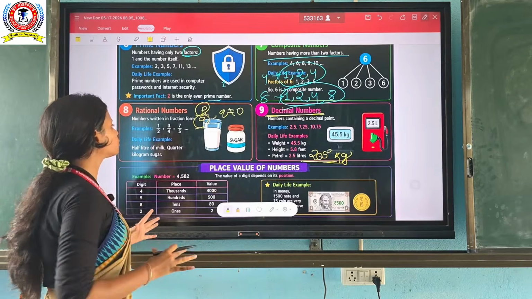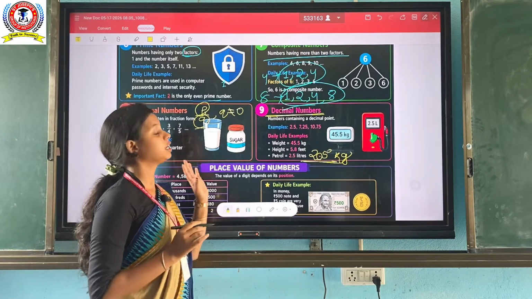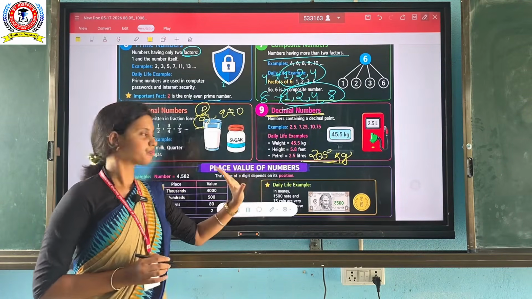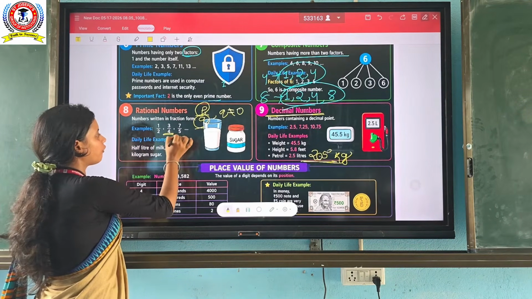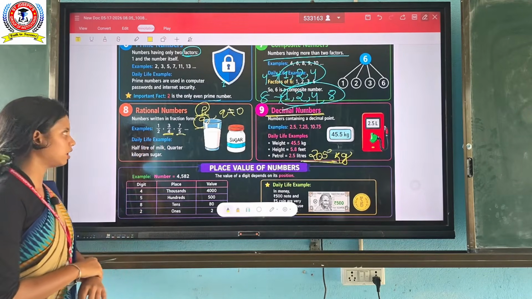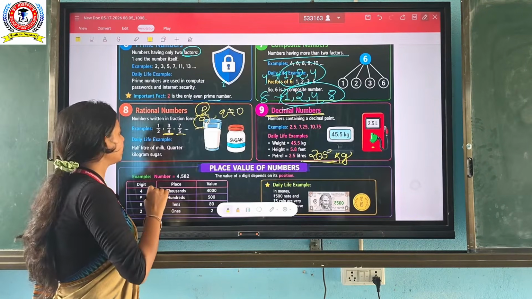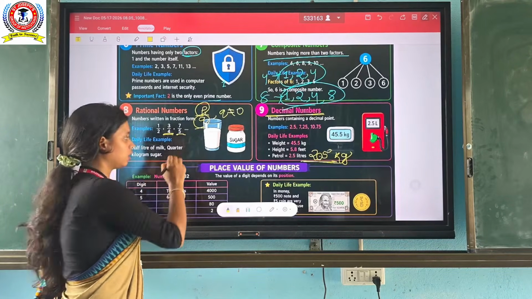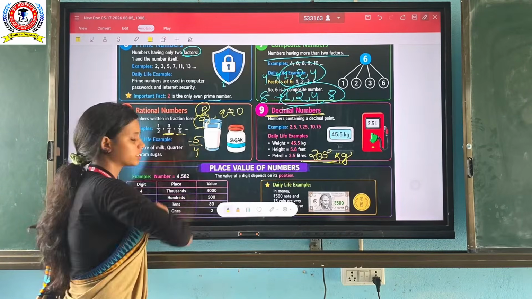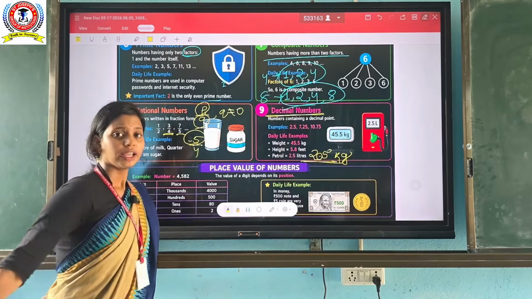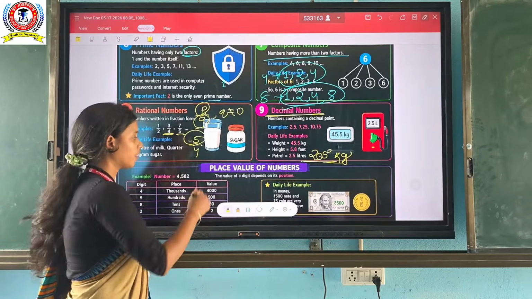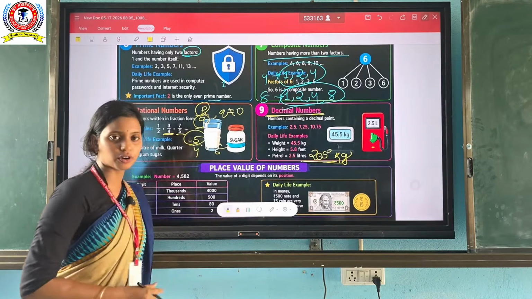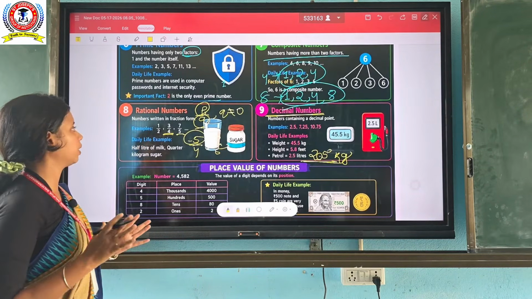So the numbers which can be represented in P by Q form, where Q is not equal to 0. So 1 by 2, 3 by 4, 7 by 5, these are all rational numbers. In rational numbers we generally use integers to represent a rational number. Means -5 by 4 will also be a rational number, where -5 is an integer and 4 is also an integer. 2 by -5 will also be a rational number. So these are all about rational numbers.